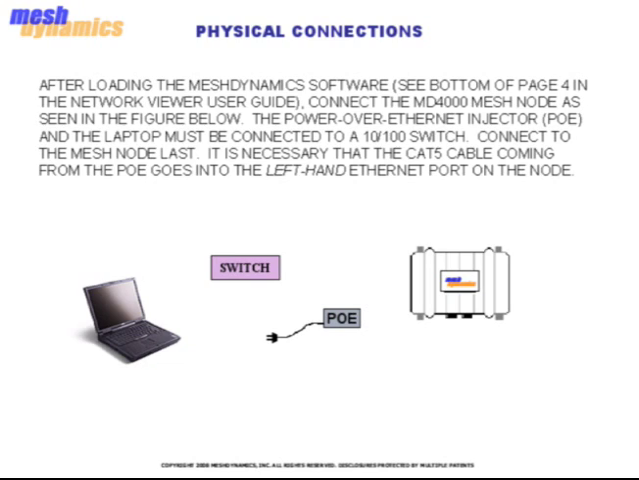First, we start with physical connections. After loading the MeshDynamics software, connect the MD4000 mesh node as seen in the figure below. The Power over Ethernet injector, or PoE, and the laptop must be connected to a 10/100 switch. Connect to the mesh node last. It is necessary that the Cat5 cable coming from the PoE goes into the left-hand Ethernet port on the node.